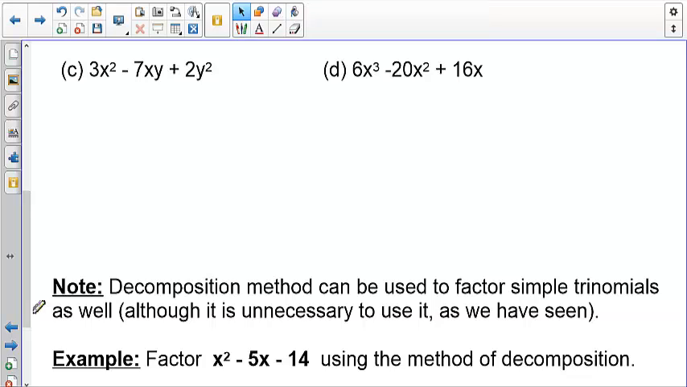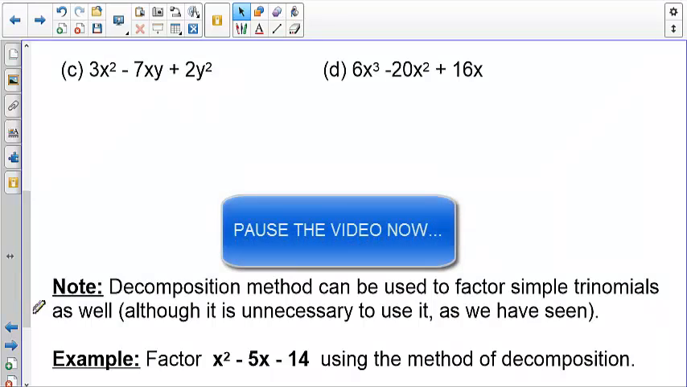You'll remember as well, though, my little note at the bottom, that decomposition is a method that can be used to factor simple trinomials as well. It's just not all that efficient. So if you want to as well, while your video is paused, I want you to factor that very simple trinomial on the bottom using decomposition, and I'll scroll down and show you that in just a moment.